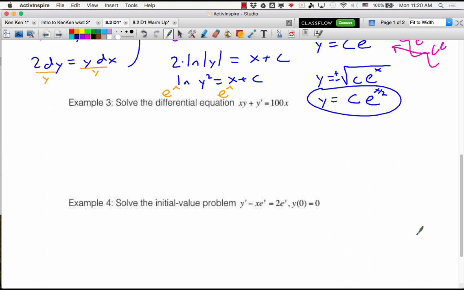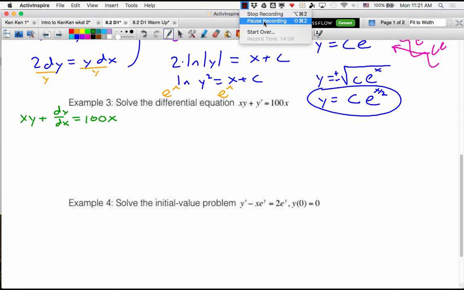All right, solve differential equations. This time we get to do some more advanced algebra. Not super difficult, but a little bit more advanced. Okay, we got xy plus dy/dx equals 100x. I'm going to pause there and just let you take 2 minutes.